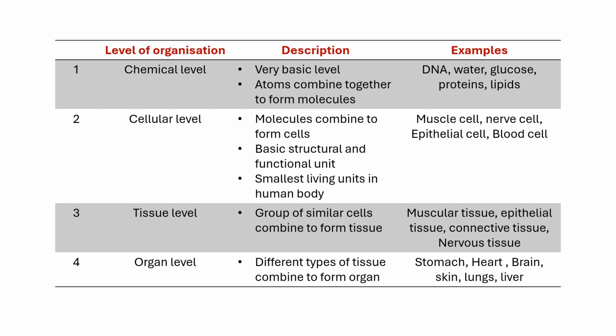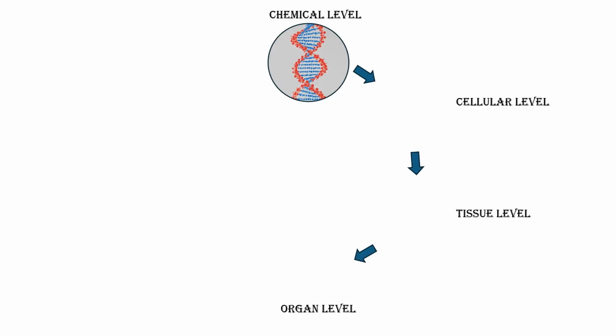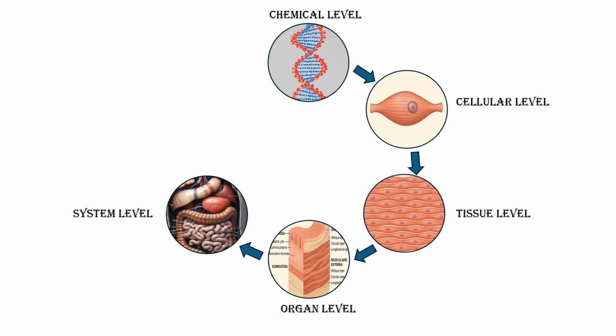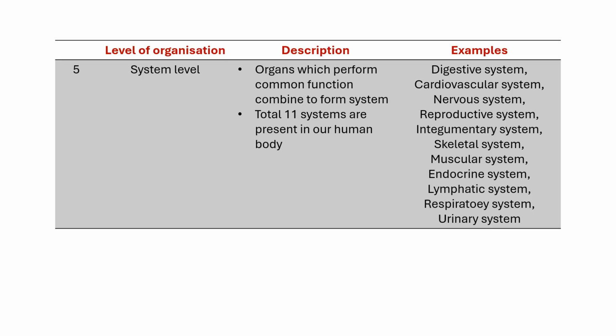Next level is system level. At this level, organs which perform a similar function combine and form a system. For example, take the digestive system. Mouth, esophagus, stomach, intestine, rectum, anus, all these organs perform a similar function, right? That is digestion. All these combine to form a digestive system. Likewise, we have a total of 11 systems in our body. We'll discuss them one by one in detail in the next topic.